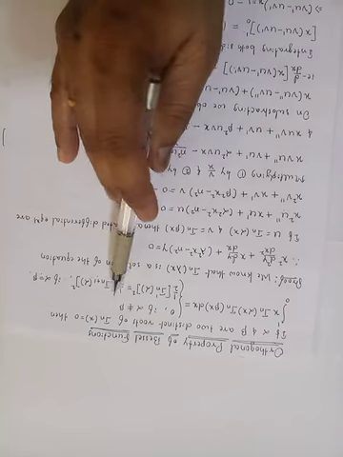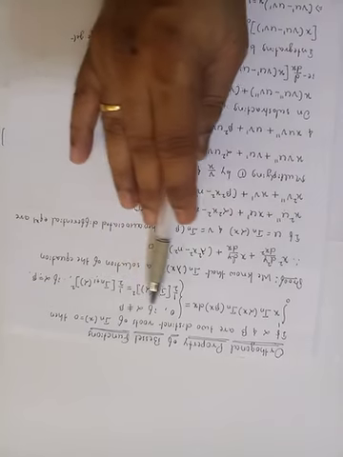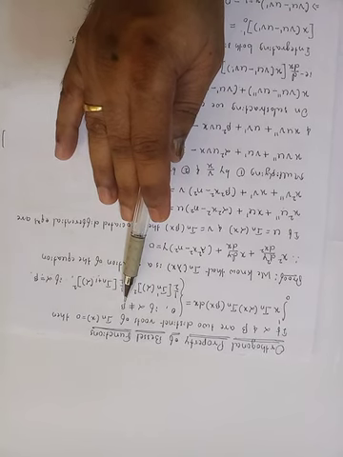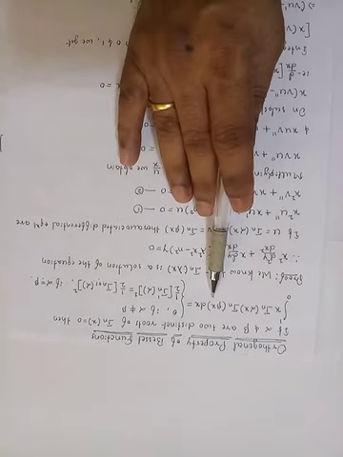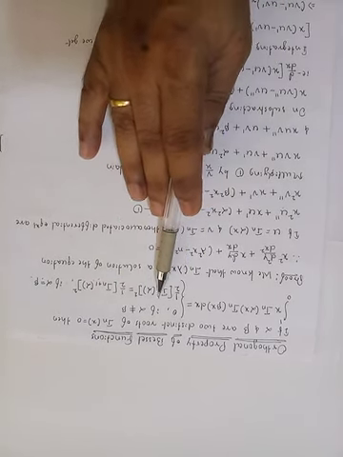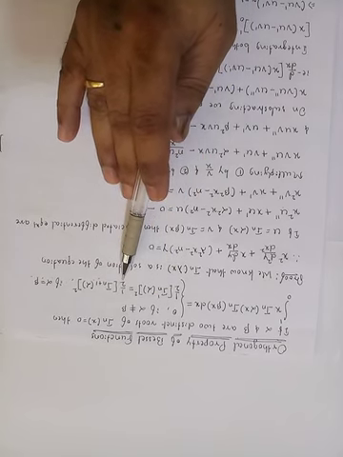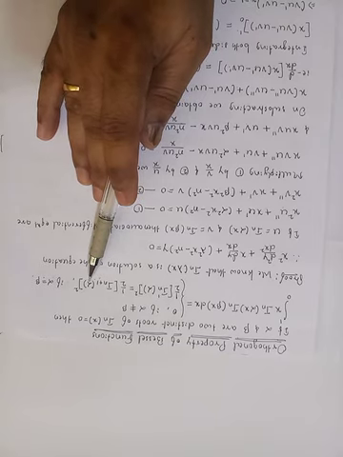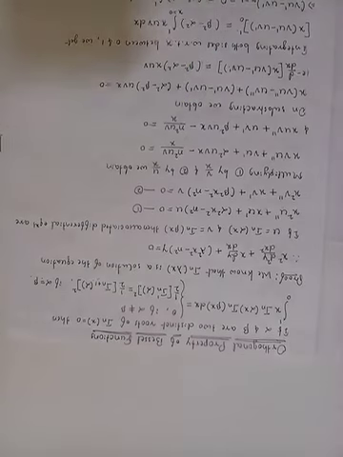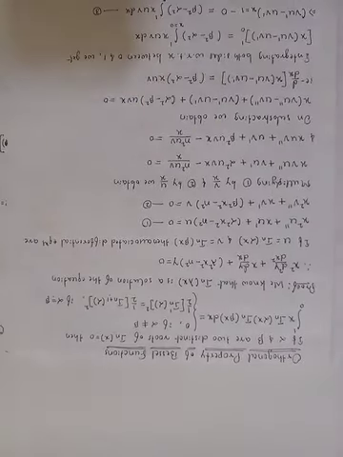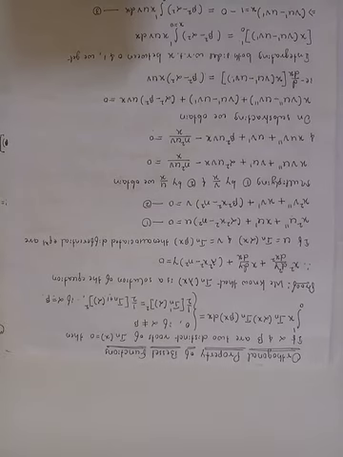So we proved that the value of this integral is 0 if alpha is not equal to beta, and that it equals 1 by 2 into Jn dash of alpha whole square, which is also 1 by 2 Jn plus 1 of alpha whole square, if alpha equals beta. This is the orthogonal property of the Bessel function. Thank you.